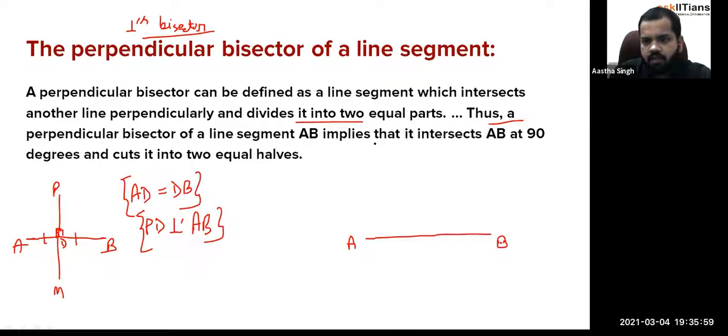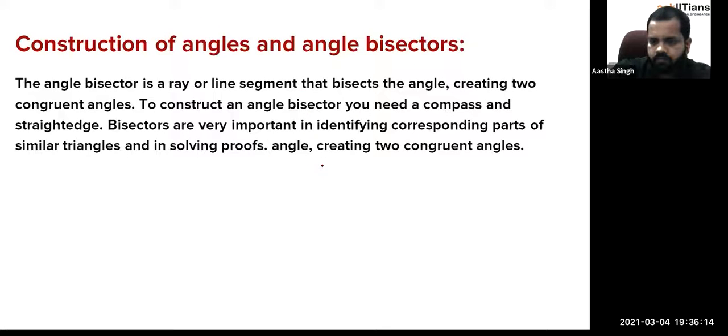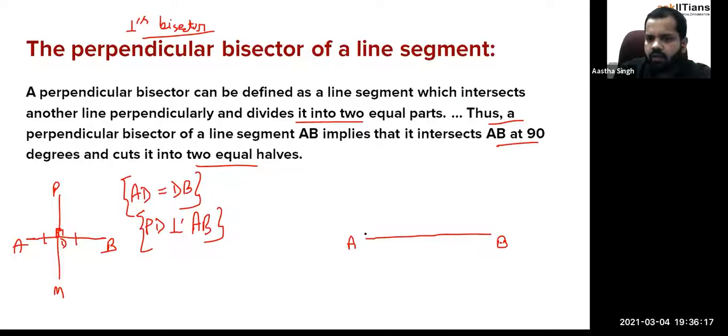Thus, a perpendicular bisector implies that it will cut AB at 90 degrees and cut it into two halves. I think you got the point that it will be perpendicular and will also divide it into two equal parts. Okay, so what will be the steps? First, you are given a line segment and you have to draw a perpendicular bisector.